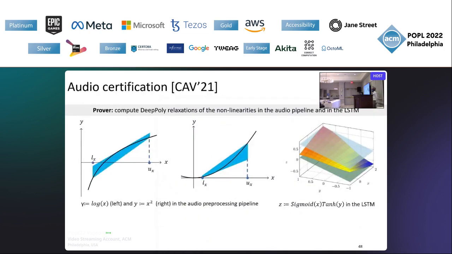You can also go beyond images. So here I give results for audio certification. We are the first to do any kind of verification for audio classifiers. The main challenge here is that before the input is passed to the neural network, there are some custom nonlinear transformations applied to the signal before it can be processed by the classifier. The kind of nonlinear transformations we are looking at are like log x, x squared, and so on. And the network itself is an LSTM network, so we have different kinds of nonlinearities like sigmoid and tanh together.